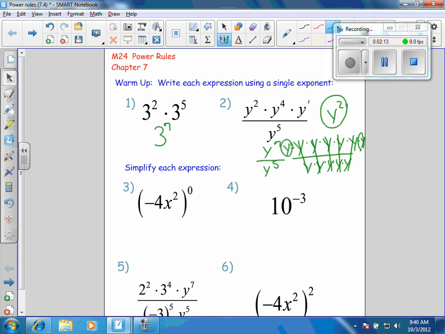So what is the rule that you could have used now, looking at that, to make that quicker? Like right here, oh, you could have subtracted them, because when it's a product, you're adding. So when it's a quotient, you could have subtracted 7 take away 5 to get y squared. Okay, good.